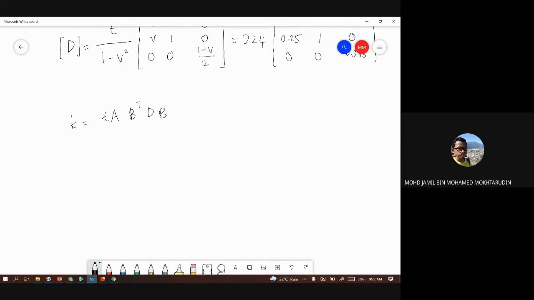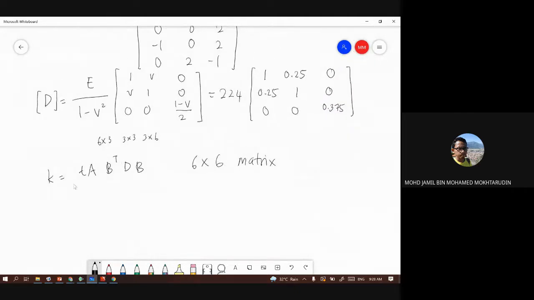So this is 6 by 3, 3 by 3, and this is 3 by 6. So you will end up with a 6 by 6 matrix. Okay, so don't calculate manually, use your calculator. You can create the matrix in the calculator and calculate using it. Okay, don't calculate manually. So this is how you can obtain matrix K.